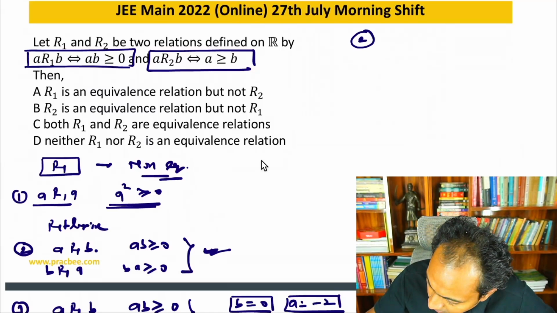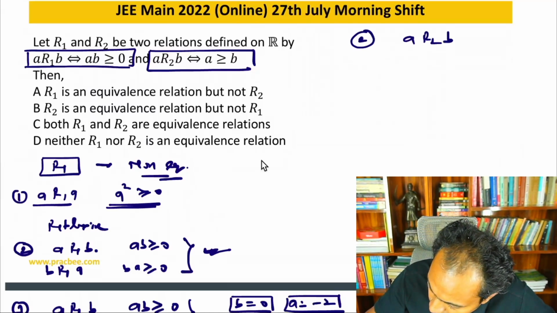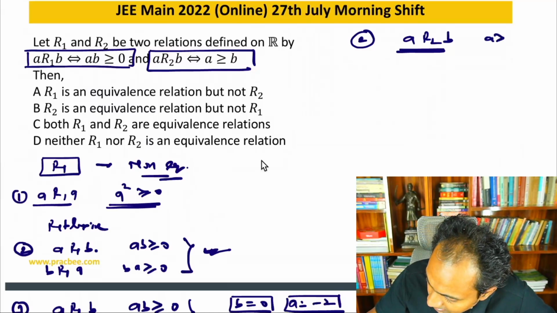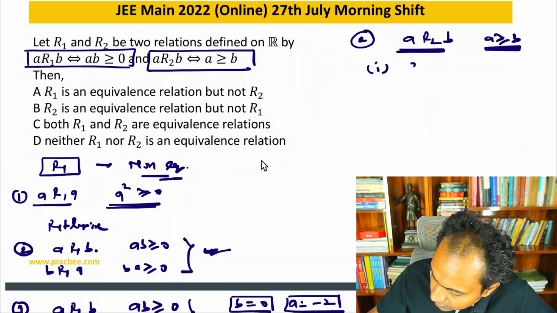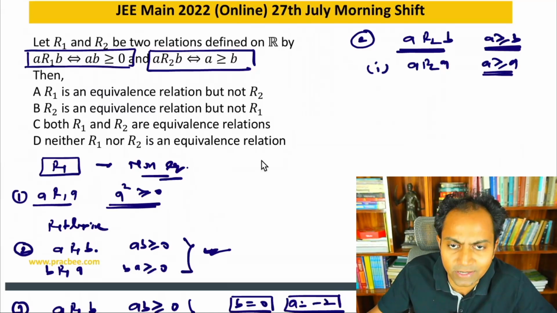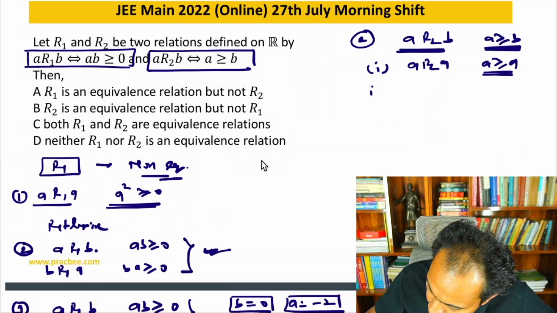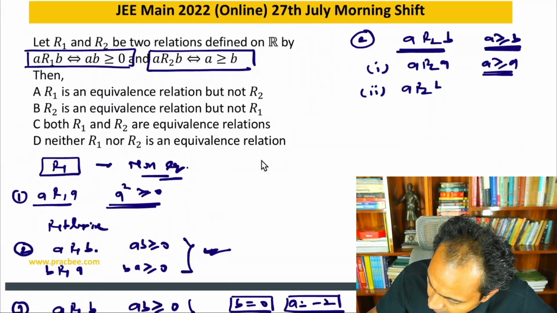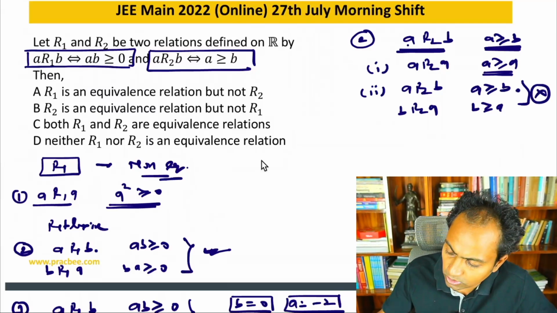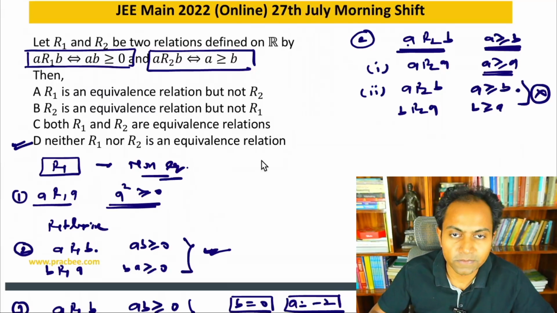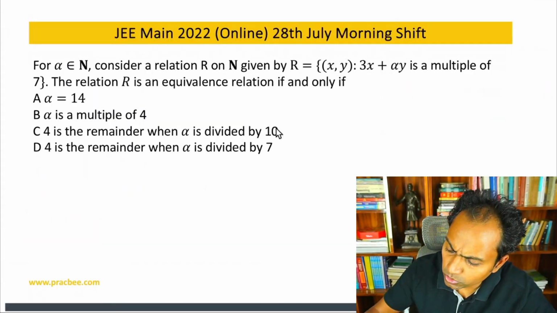So in the second part, A is related to B. This is what we are doing. So this would mean A is greater than or equal to B. If I do it for the first part, that is reflexive, A will be related to A. So A is greater than or equal to A, that is fine because it is equal. The second part is if A is related to B, that would mean A is greater than or equal to B. So B is also related to A would need B to be greater than or equal to A. This is not true. You can see that this is also not an equivalence relation. So option D satisfies.